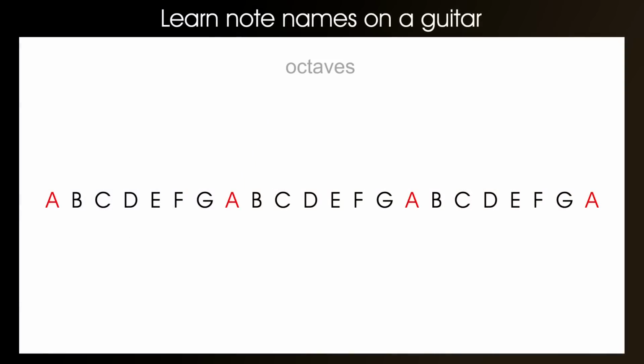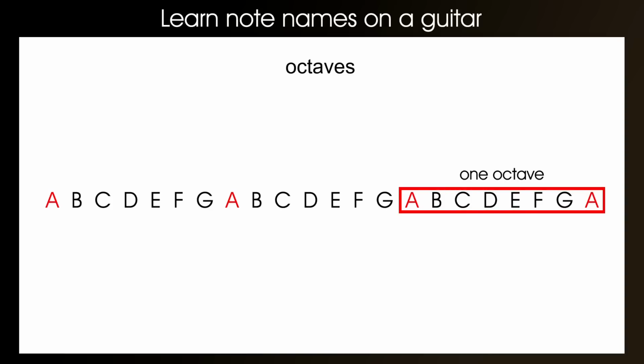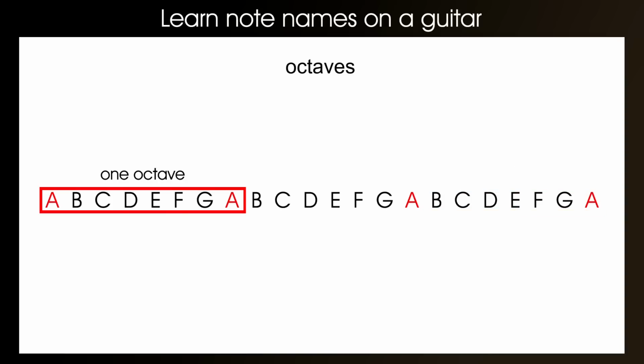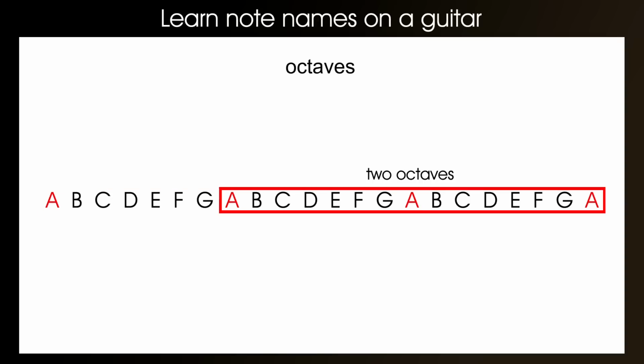An octave is the name given to the gap or the interval between two notes with the same name. So you can have an octave up or an octave down. An octave occurs anywhere the note repeats itself, for example from A to A. It's also common to refer to multiple octaves. For example, if the A repeats twice, then you have a 2-octave gap or interval.